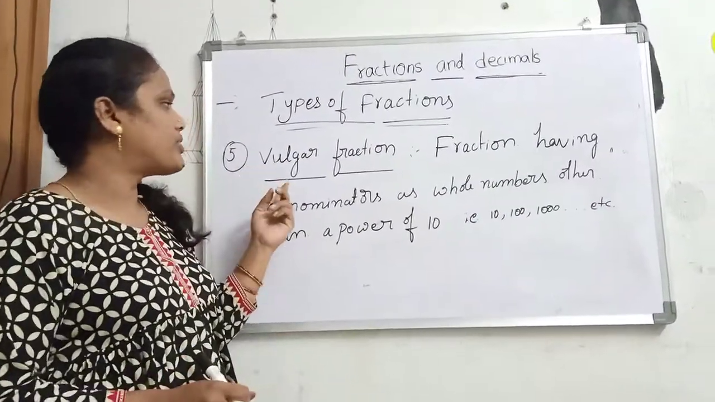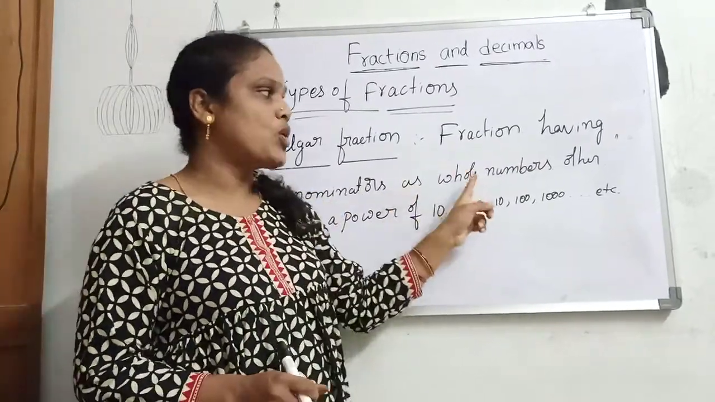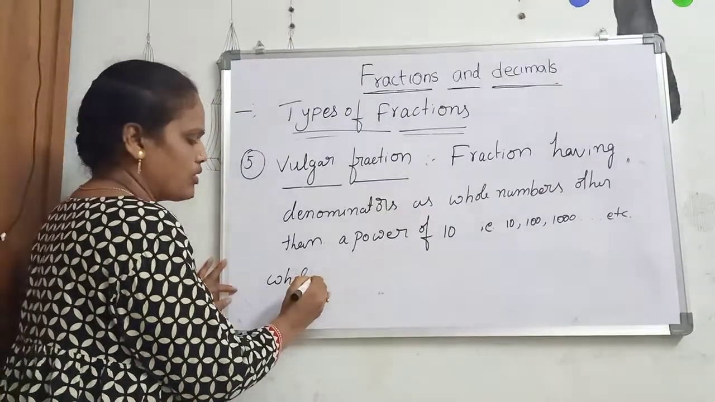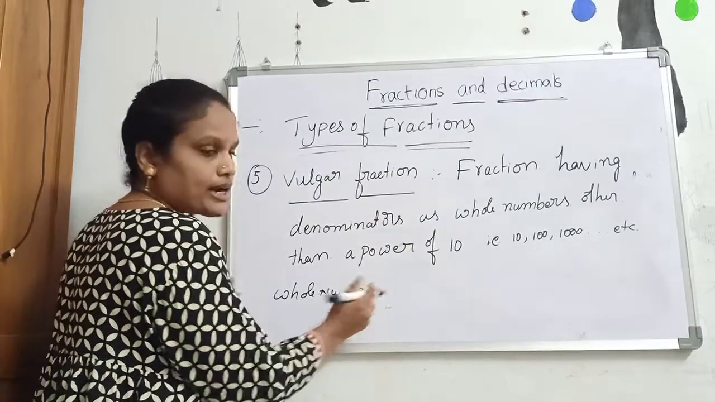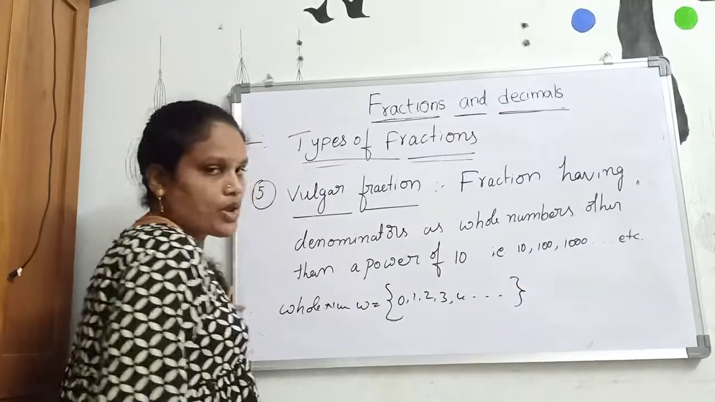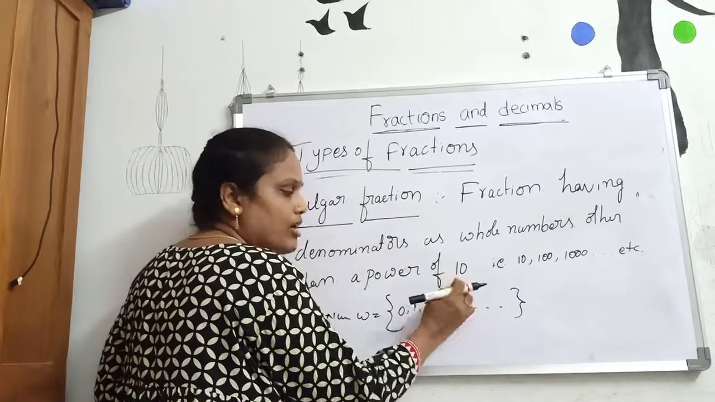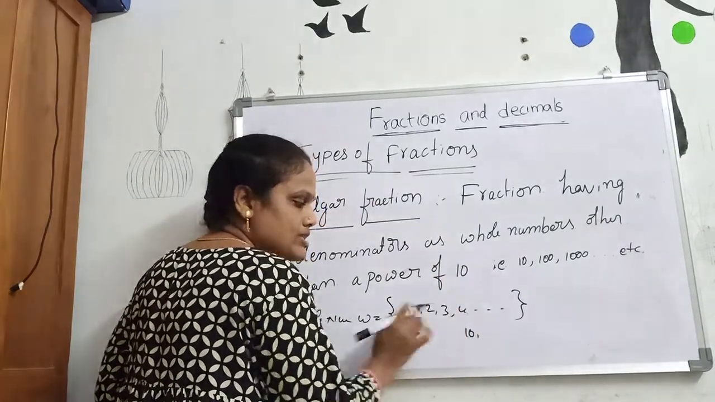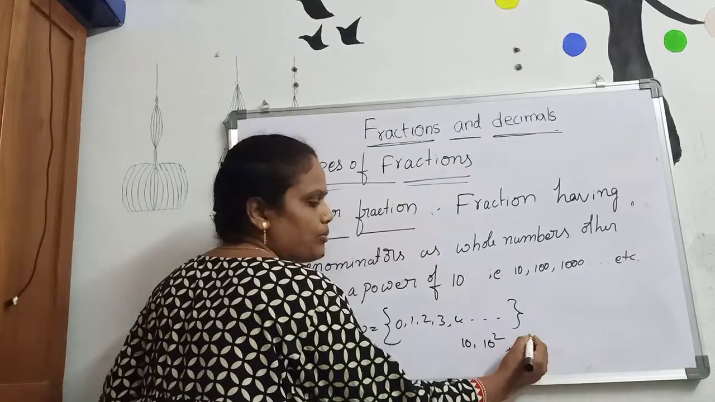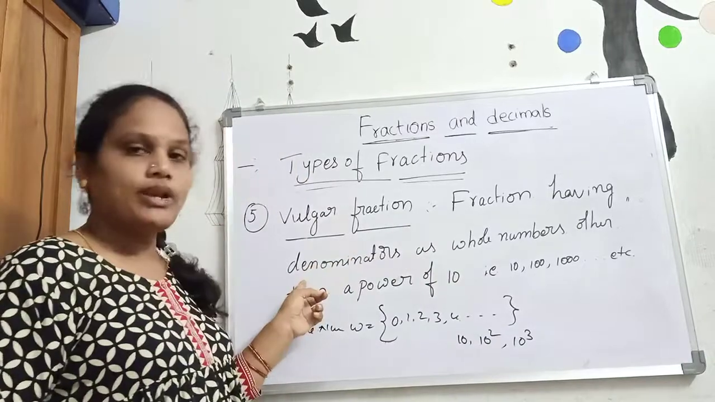And the fifth one is the vulgar fraction. A fraction having a whole number as the denominator, other than a power of 10. We know what whole numbers are. They are denoted by W, and start with 0, 1, 2, 3, 4, and so on up to infinity. Other than powers of 10 means 10 is also a whole number, but 10 should not be there, nor 10 square, 10 cube, meaning 100, 1000, 10,000. These numbers should not be in the denominator.